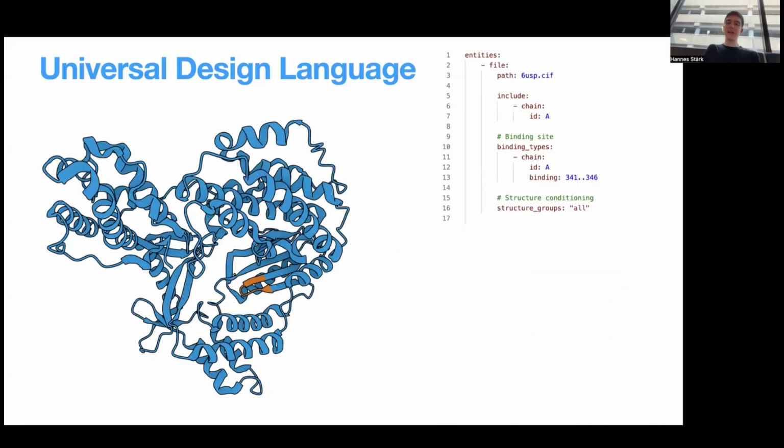Then lastly, in this scenario, I specify the structure of all the targets. So the whole structure of the target is fed as input, because here it's coming from a PDB structure. We know it well. We don't expect there to be much flexibility.